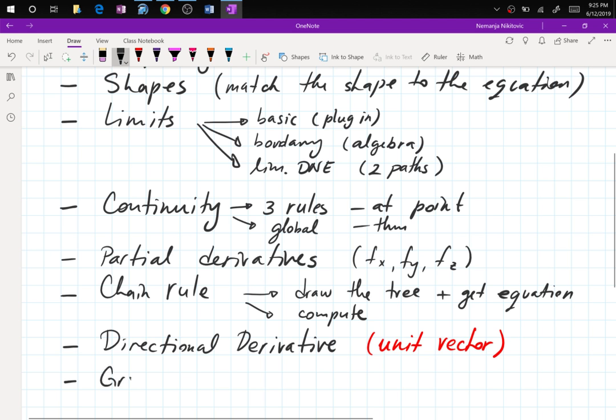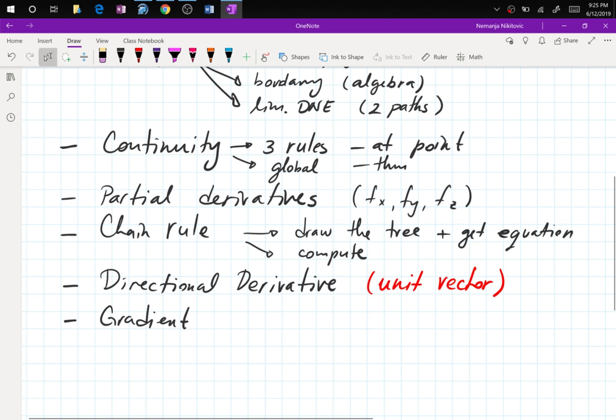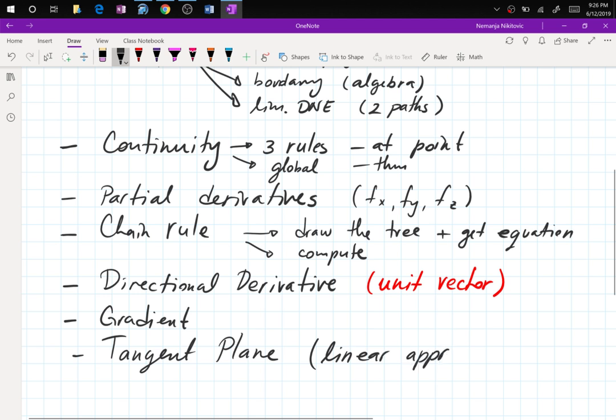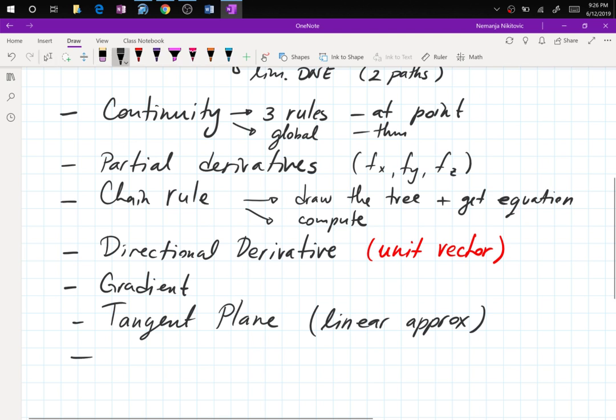Gradient. Again, probably not a standalone problem on gradient, because gradient is part of Lagrange, right? And it's part of the directional derivative, so you do have gradient featured already. Tangent plane, which is linear approximation. Differentials, that was then the delta z was approximated by dz, which was equal to, and then you have your f of x, blah blah blah.